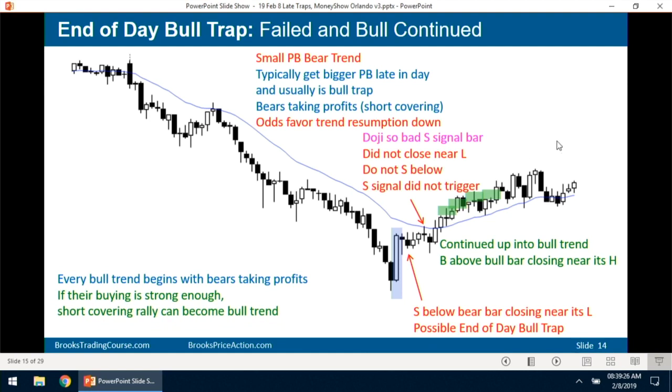Again, every bull trend reversal, if you have a bear trend that becomes a bull trend, it always begins with short covering, profit taking by the bears. And if it's relentless and they keep taking profits, and if bulls start to pile on and they can prevent a sell signal from triggering, the bulls are in control.